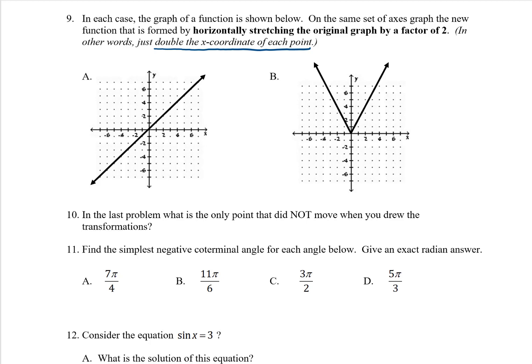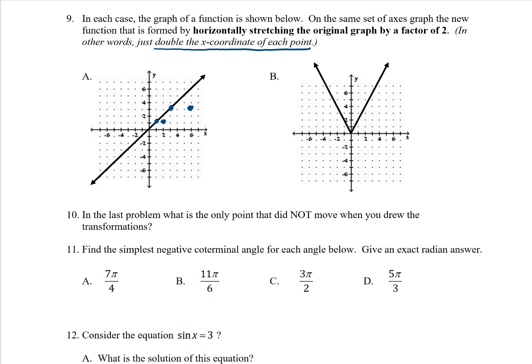For example, I'm looking at this first line. This point right here is the point (3, 3). To horizontally stretch it, double the x-coordinate. Well, that would turn it into (6, 3). Nothing happens to the y value. Okay, how about this point? This is (1, 1). Well, that will change to (2, 1).